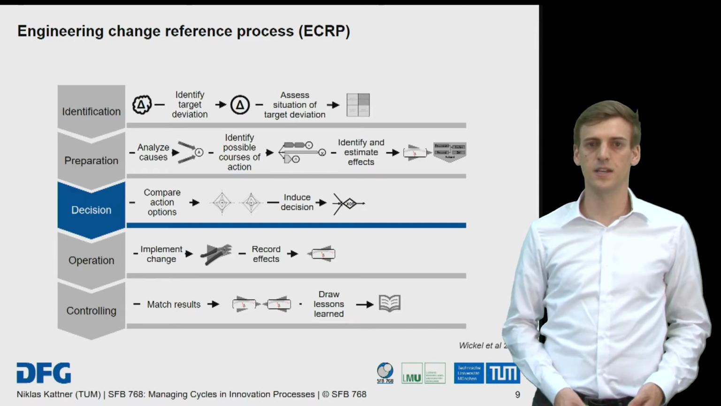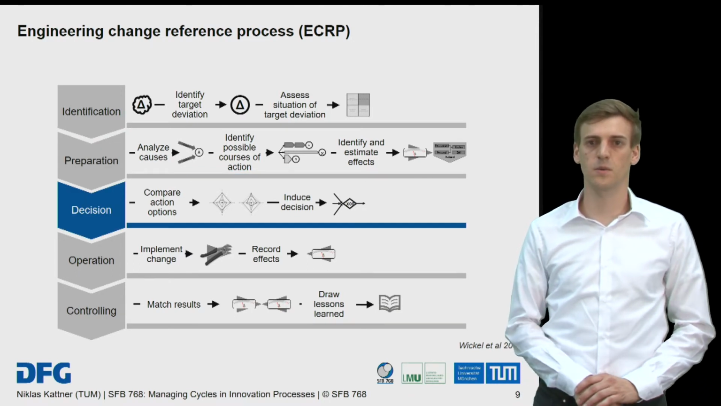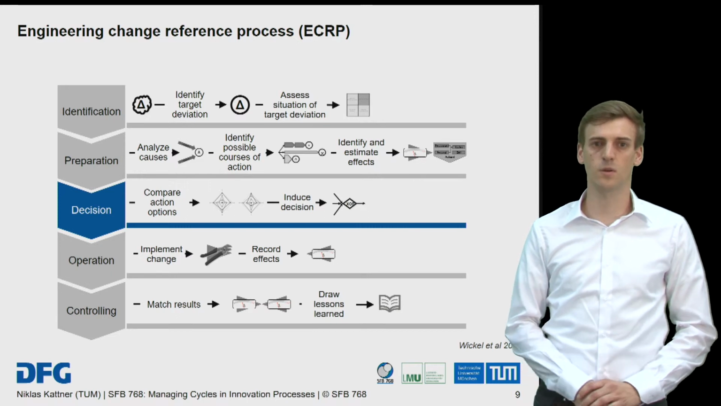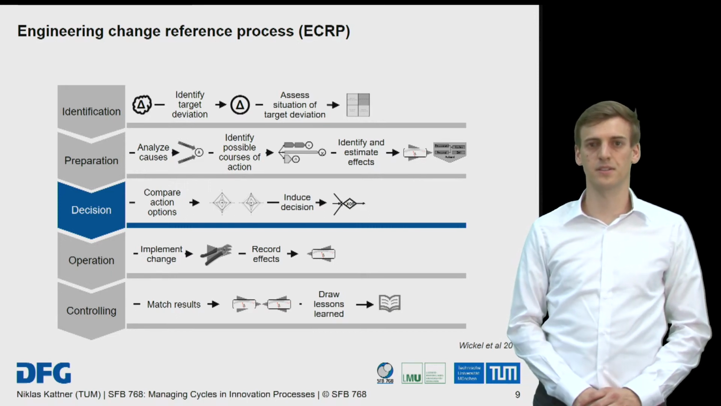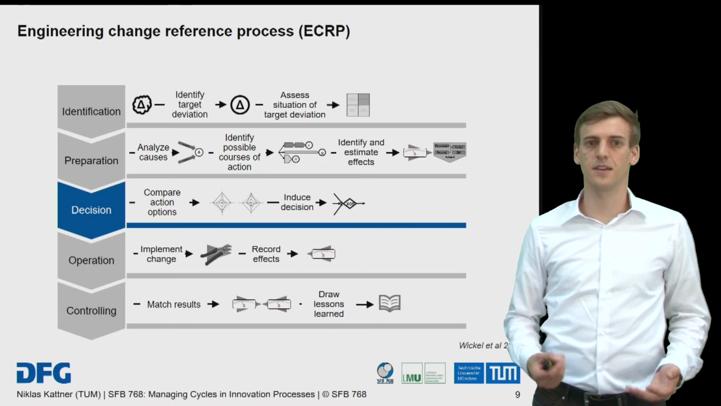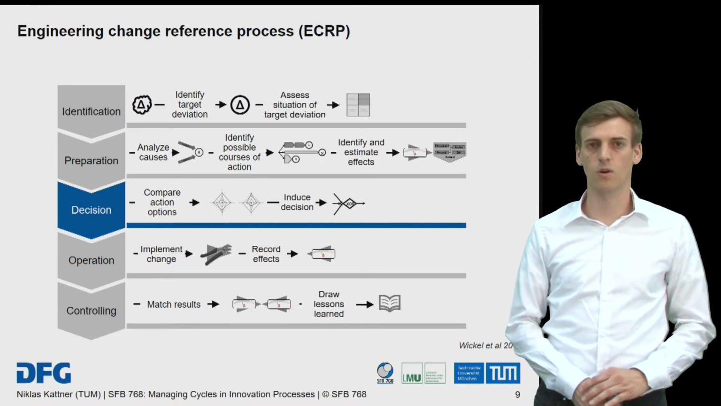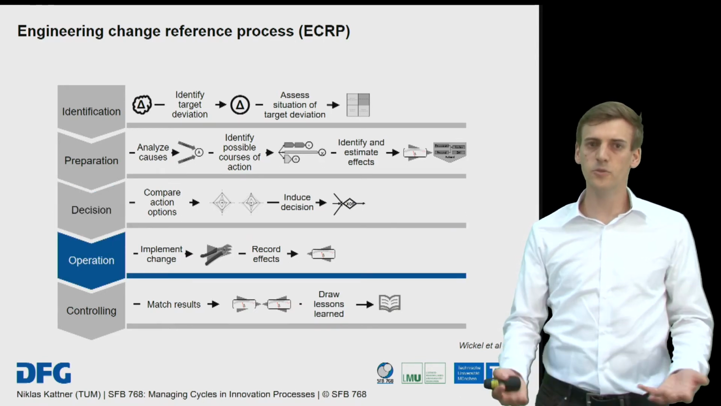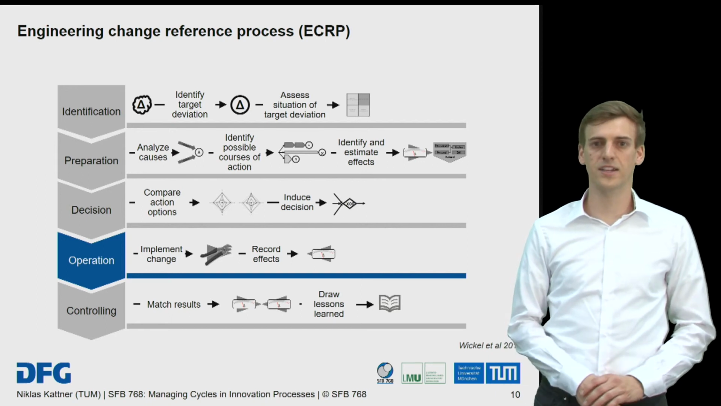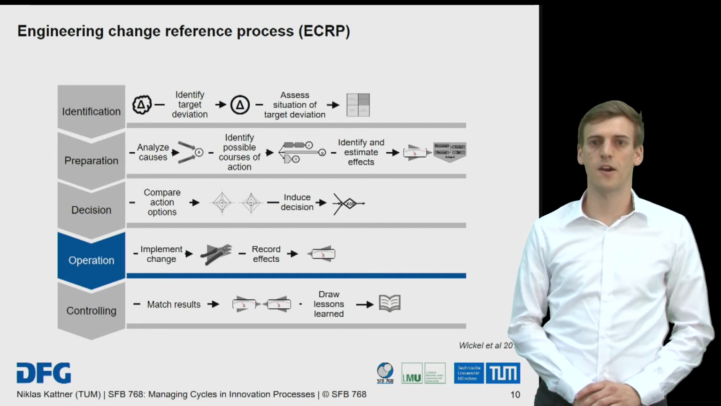Based on the ECR, in the next step, you have to decide whether there will be a change at all, and if so, what solution should be implemented. The result of the decision phase is an engineering change order, or so-called ECO. During the operation step, all actions described in the ECO are executed.